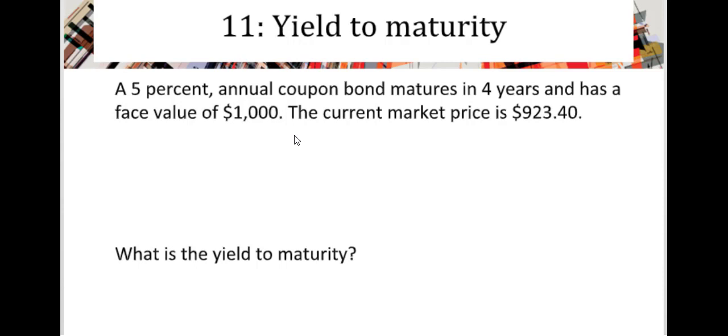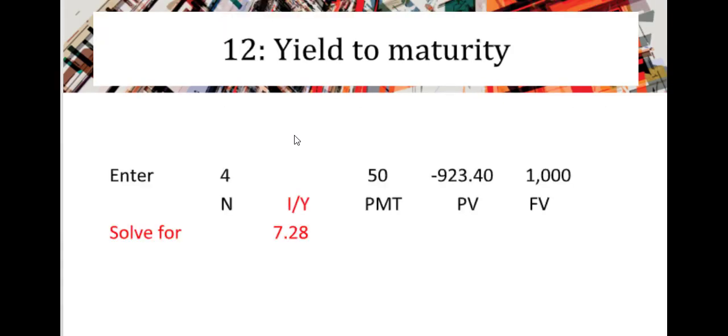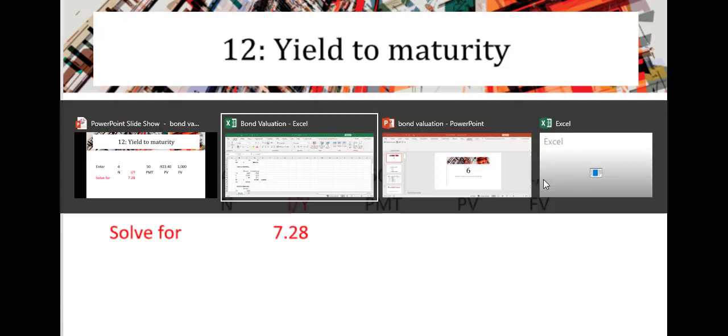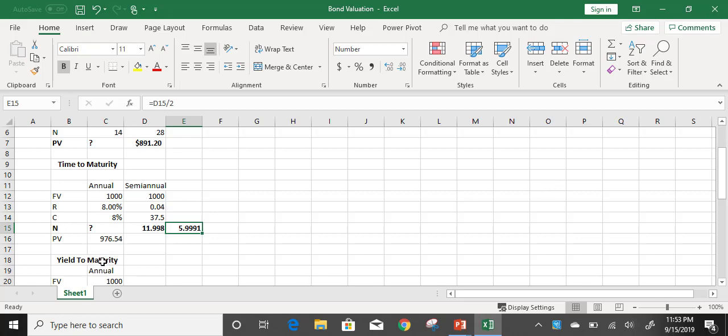So let's try to find the yield to maturity of the bond. The yield to maturity of the bond is 7.28%, which is higher than the coupon interest rate, which is 5%, and that is because the market price of the bond is less than the face value of the bond. I'll show you. Let's now turn to Excel to find the yield to maturity.